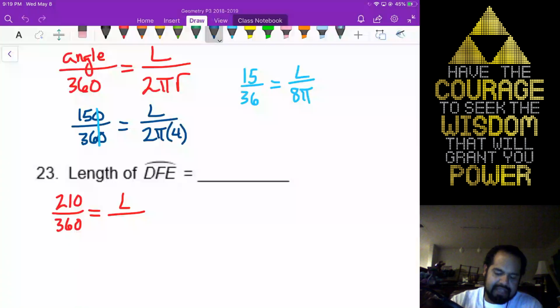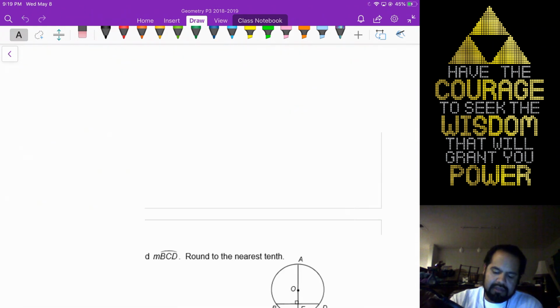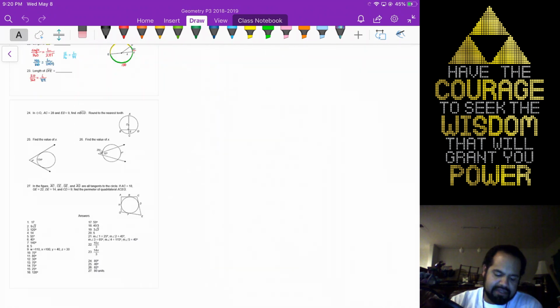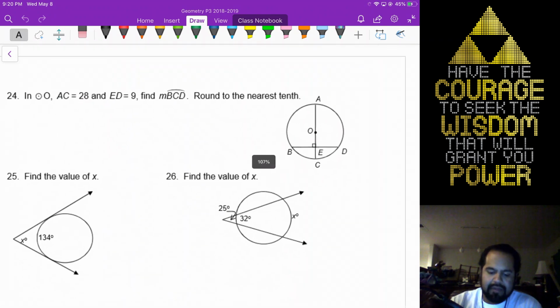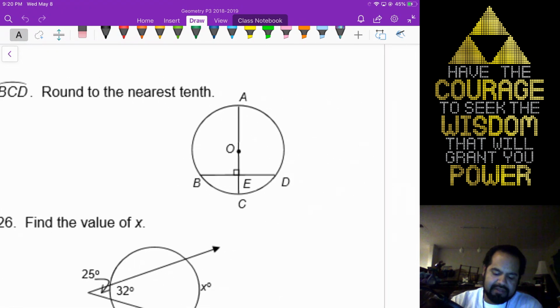So that we have the 8 pi there. Yep, I'm ready to go to bed. And the iPad is not working the way it should. It keeps glitching. I'm on the last page. We're almost done.